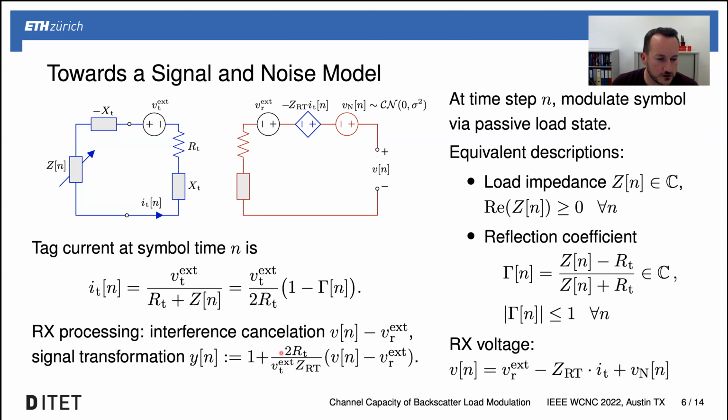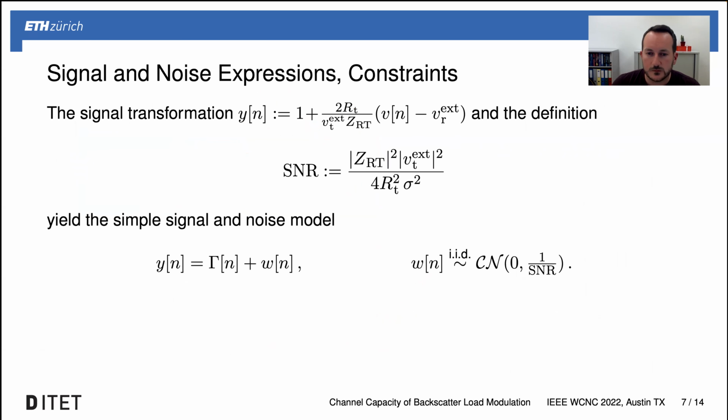Also, we look at a certain signal transformation, which seems a bit arbitrary now, but makes things a lot easier. So it's repeated here. And furthermore, we define the signal to noise ratio in this sense here. And with these two definitions here, we obtain a much simpler signal and noise model than we would otherwise. We have an observed signal at the receiver y of n, which is given just by the load reflection coefficient plus additive white Gaussian noise with variance 1 over SNR.